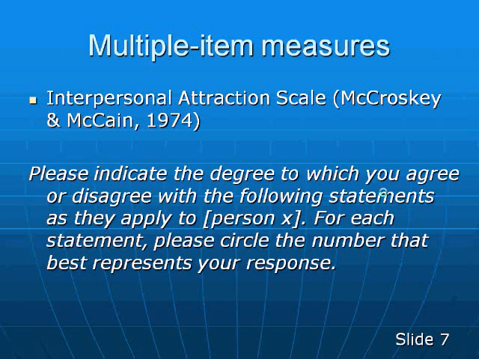So the instructions that come in the beginning of the scale are very simple. Please indicate the degree to which you agree or disagree with the following statements as they apply to person X. Here you could fill in the name of the person, or you could change this into as they apply to your best friend or whoever we're trying to measure attraction to. For each statement, please circle the number that best represents your response.